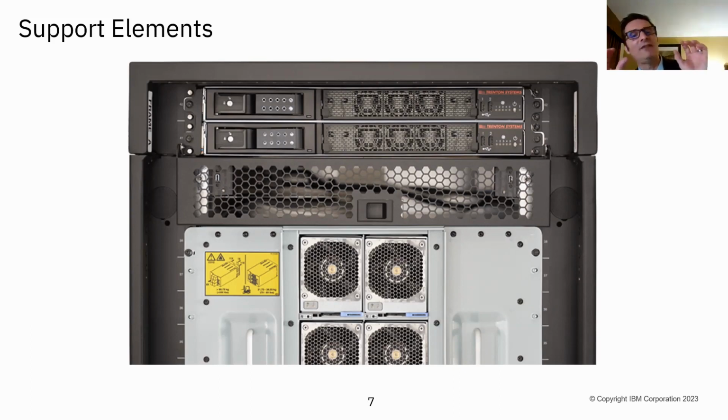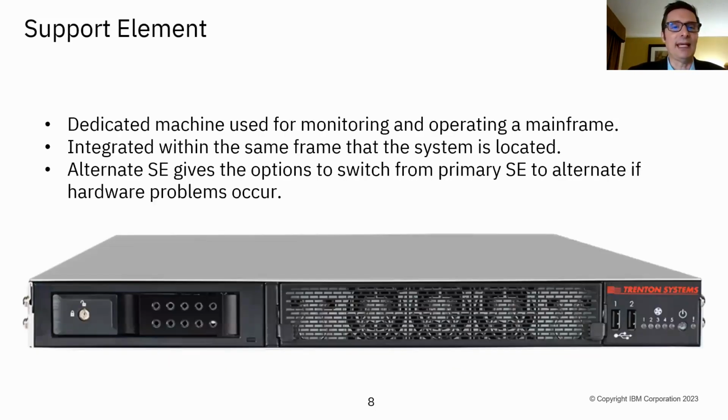So you can think of this as the gateway into being able to control and manage the configuration that you have set up for your mainframe. And this can manifest itself in many ways. We'll talk about some of those ways that the configuration can be modified. A support element is a dedicated machine for monitoring the operation, integrated within the same frame. And there are two of them so that you have the ability to have a backup just in case one fails.